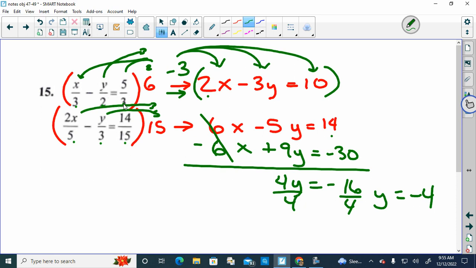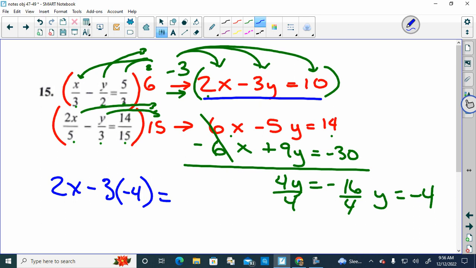Okay, now, I would not choose to plug it back into these guys that have the fractions, okay? I would go back and plug it into one of the equations that you rewrote, because they are the same equations. We just made them bigger and got rid of the fractions, so they're the same thing. So to me, this one's the smaller number, so I'm going to choose that one to plug in, okay? So I have 2x minus 3, and I'm going to plug in for my y, which was a negative 4, equals 10, okay? So combining these two, so now I have 2x plus 12 equals 10.